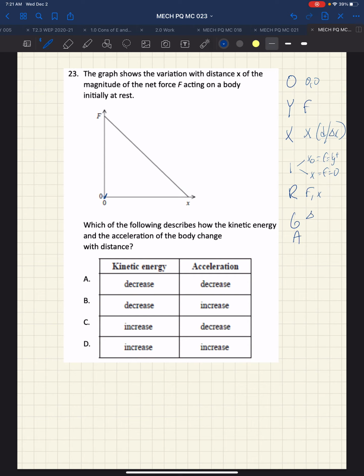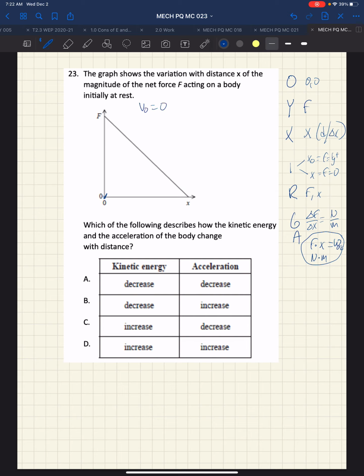The gradient is delta F over delta x, so that is newtons per meter. The area is F times x, which is newton meters. So force times distance we recognize as the work. It says that the thing is initially at rest, so v0 equals 0.